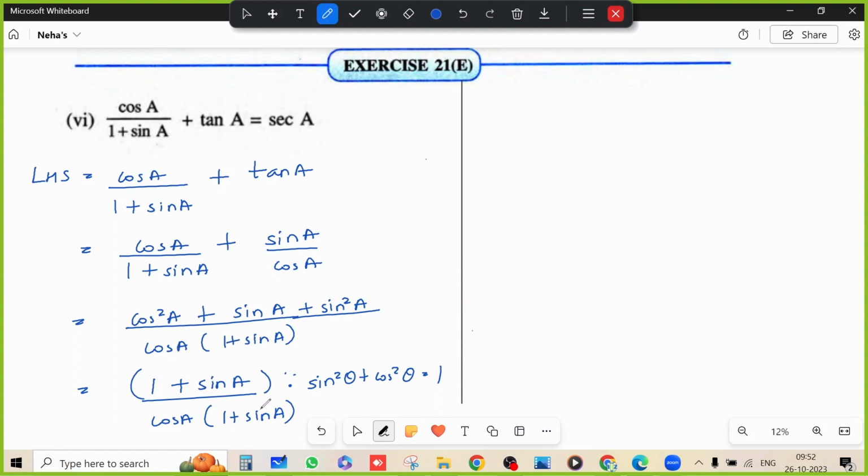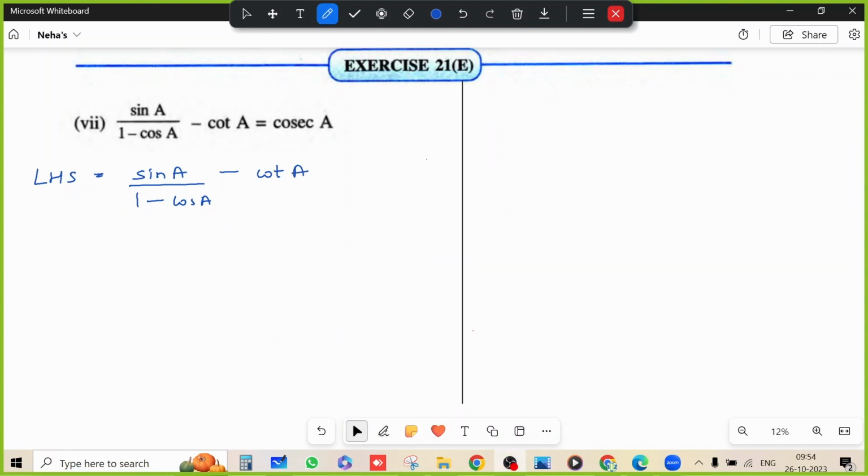Now this 1 plus sin A will get cancelled out in the numerator and the denominator. So we are left with 1 upon cos A, and this can be written as sec A, as 1 by cos A is equal to sec A, and this is equal to the RHS, and hence we have proved that the left hand side is equal to the right hand side.